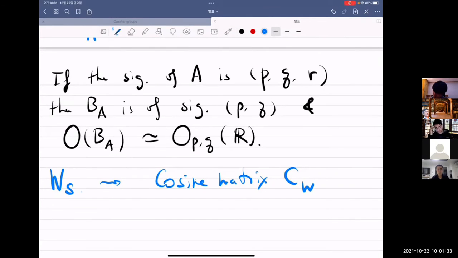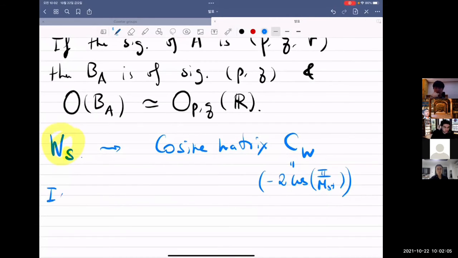So what was this cosine matrix? It was the -2 times the cosines pi over m_st, right? So this was the cosine matrix. And as you can see, the cosine matrix is a symmetric Cartan matrix comparable with the Coxeter group W_S.